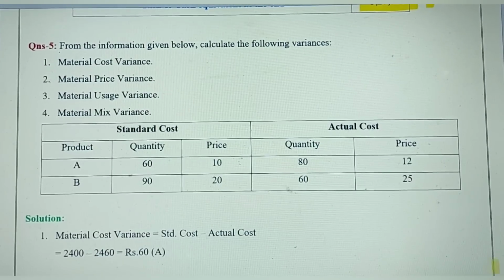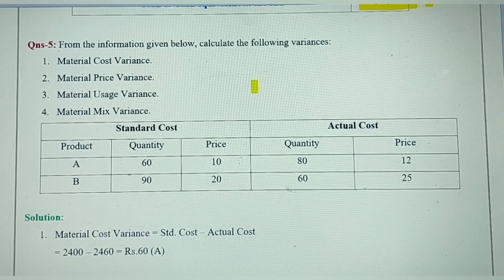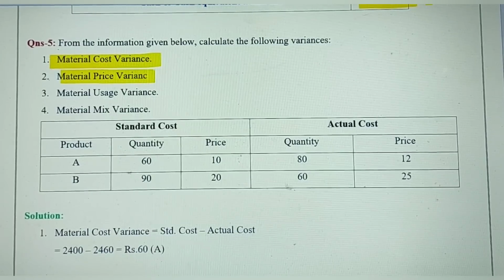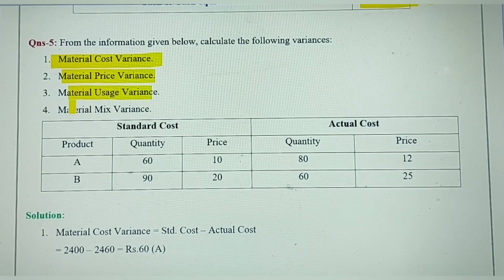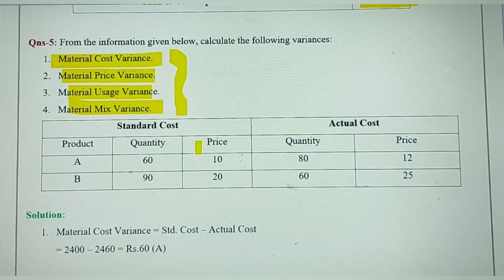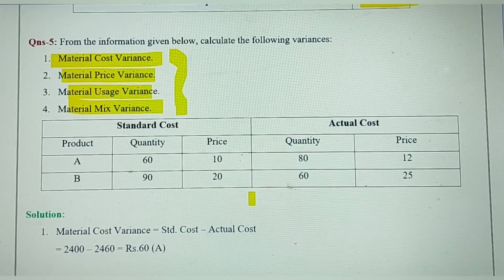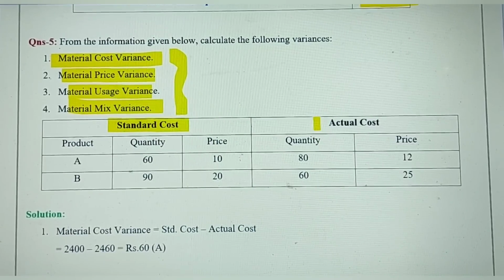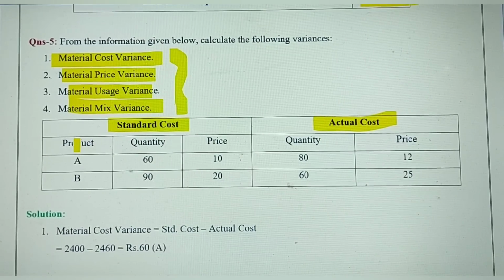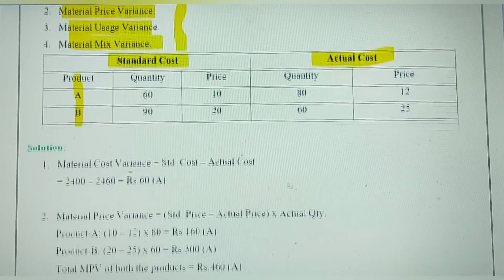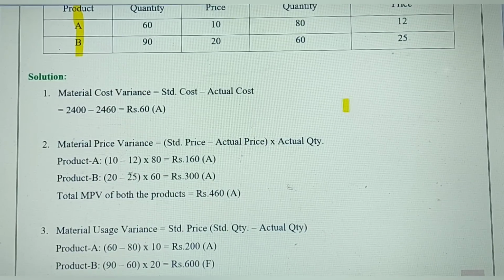And then question number 5. Again this is on material, how to find material cost variance, price variance, usage variance, and mix variance. This question is also very important, and this information will be given to you in the question, like standard cost and actual cost. These are the two products and their quantity and price will be given. You need to learn the formulas. Without formulas it's very difficult.